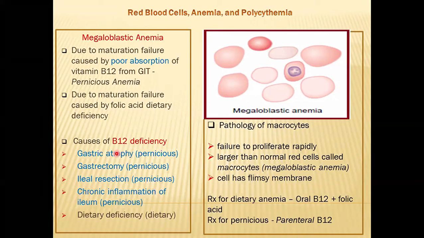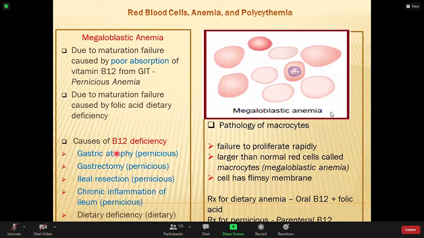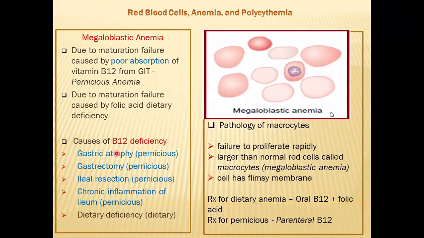And the pathology of macrocytes: failure to proliferate rapidly. So they have a larger than normal RBC. So this one is a normal RBC. And these are the big ones, the mega. So the megakaryocytes, look at them, they are paler in color. They look whiter. Okay. So they're called megakaryocyte, and the anemia is megaloblastic.